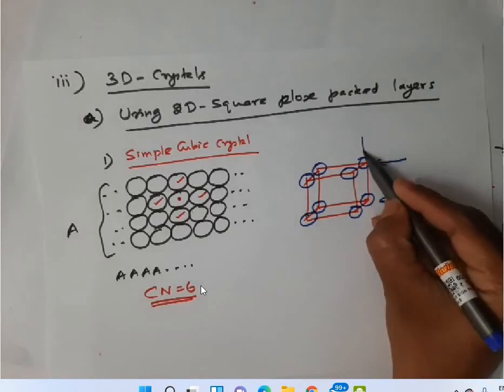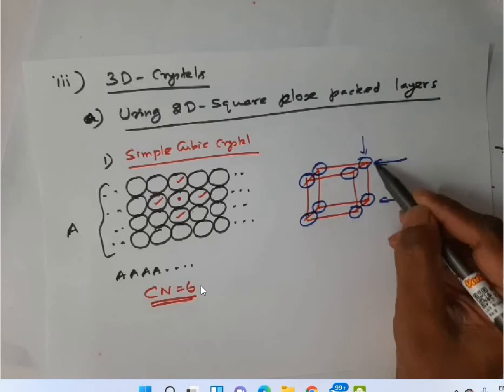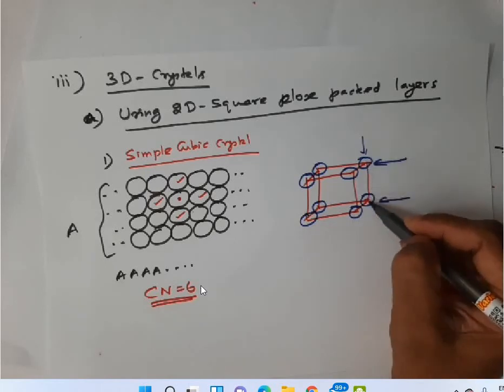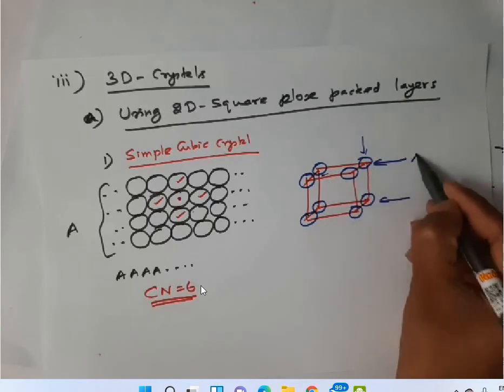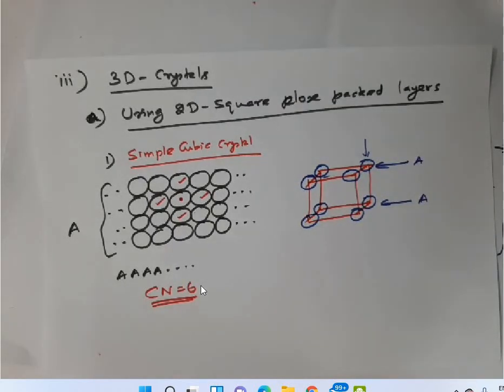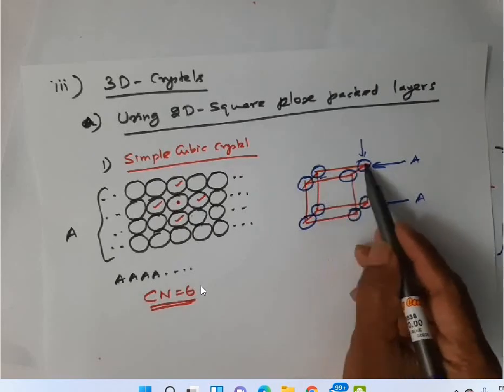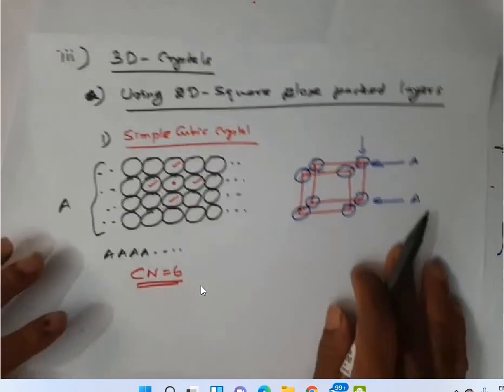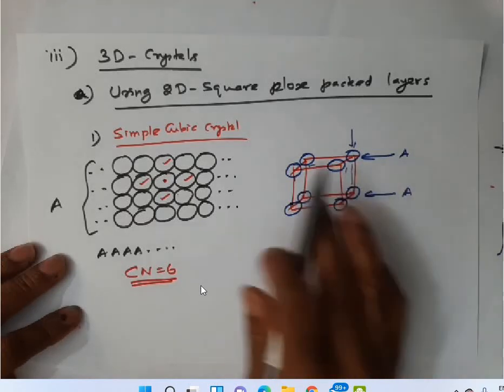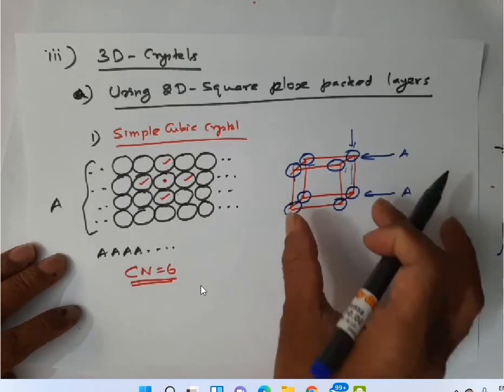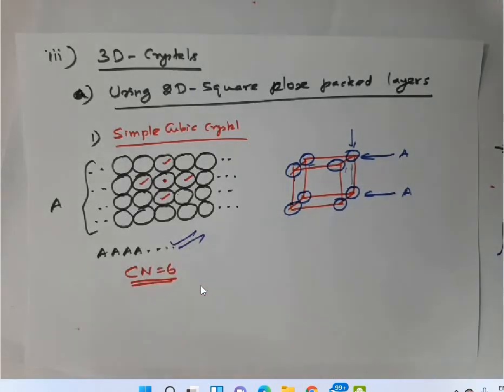Now see, if you look from the top, this atom is eclipsing this atom, correct? Top layer atoms are eclipsing the bottom layer atoms, right? Now listen carefully. If the top layer is A, the bottom layer is also A, because top layer atoms are exactly eclipsing the bottom layer atoms. Therefore, this arrangement is AA type arrangement. If you take the first four atoms of the first layer, join their centers, and take the four atoms in the bottom layer, join their centers, and join the centers of the first layer and second layer like that, you will get a unit cell like this. This is the unit cell present in this AA type arrangement. Am I right, students?